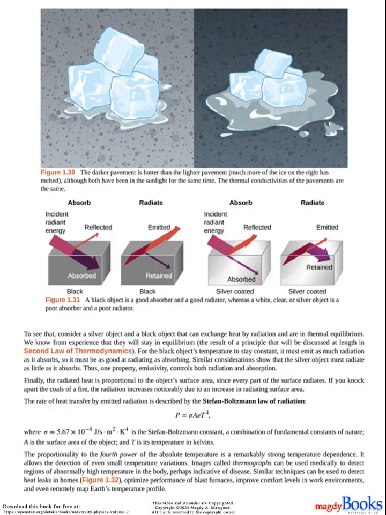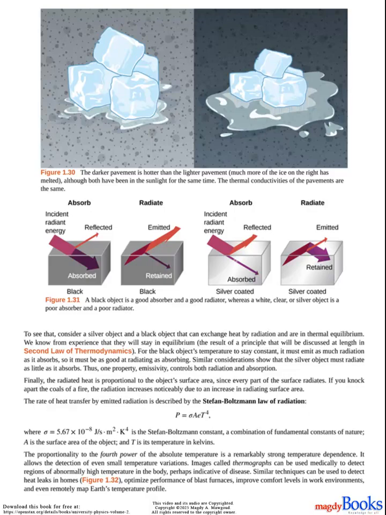Figure 1.31. Absorb. Incident radiant energy. Reflected. Absorbed. Black. Radiate. Emitted. Retained. Black. Absorb. Incident radiant energy. Reflected. Absorbed. Silver-coated. Radiate. Emitted. Retained. Silver-coated. Figure 1.31. A black object is a good absorber and a good radiator, whereas a white, clear, or silver object is a poor absorber and a poor radiator.